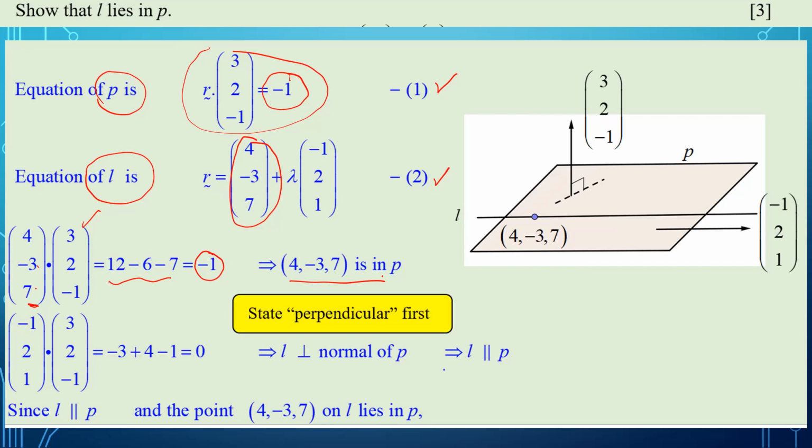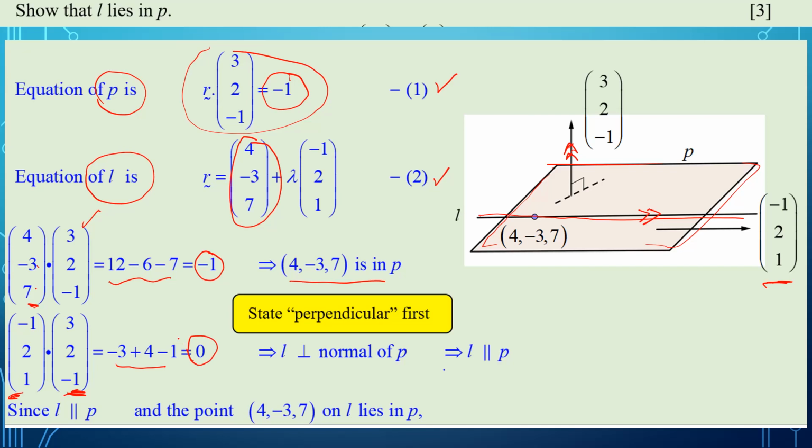Next, look at the diagram here. This is your line L, and this is my plane P. If line L is on the plane P, the direction vector of the line should be perpendicular to the normal vector of the plane. So I need to test whether they are perpendicular. I run this check: the direction vector of the line dot with the normal vector of the plane. Going through the mathematics, it equals 0.